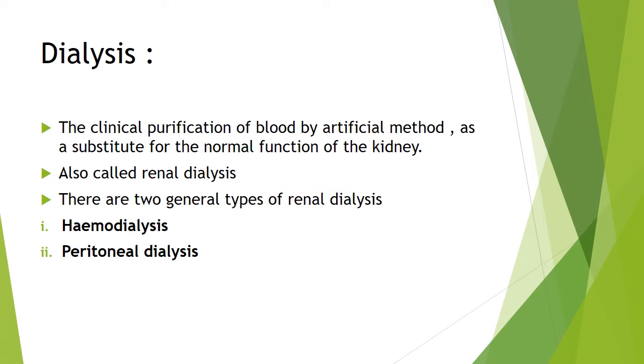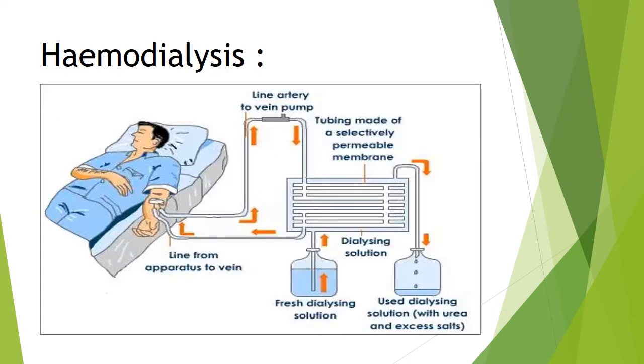So basically there are two general types of renal dialysis according to the condition of the patient. It may be hemodialysis or it may be peritoneal dialysis. Okay, now students, the first type of dialysis is called hemodialysis. Dear students, remember one thing, hemodialysis is one of the effective methods of dialysis.